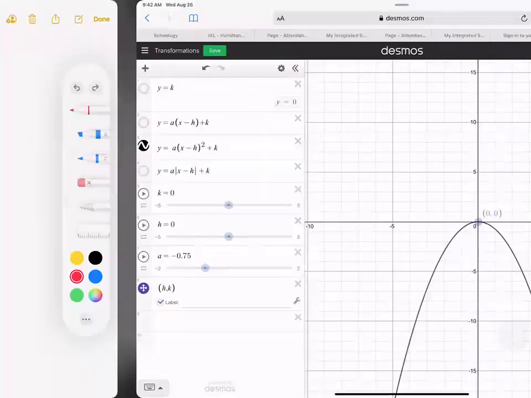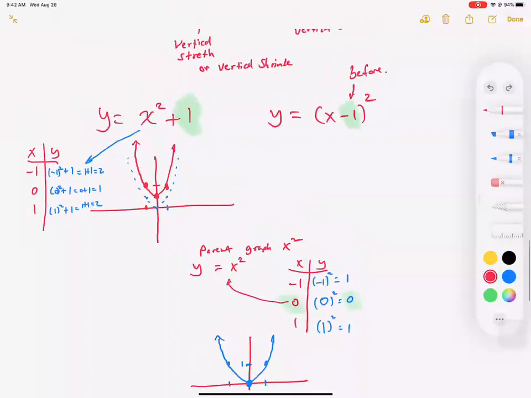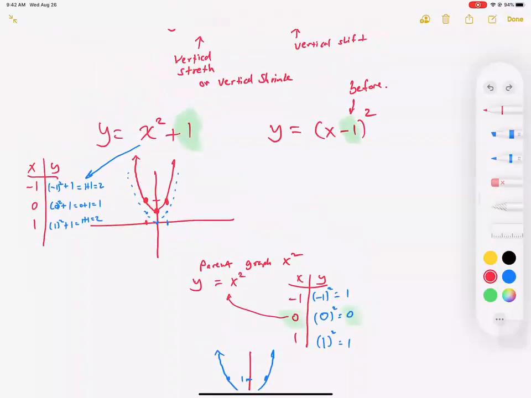Okay, let's go back to the notes. So let's do the same thing over here. The whole goal is to show you guys that there's a difference between where I put numbers, whether I put it inside the square or outside the square, and that changes the horizontal or vertical shift.